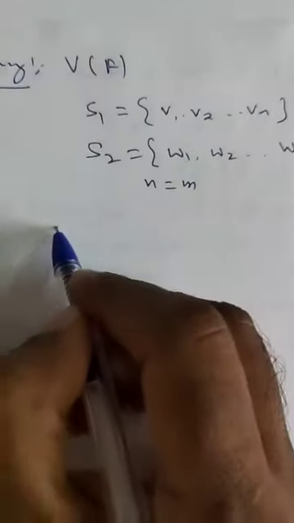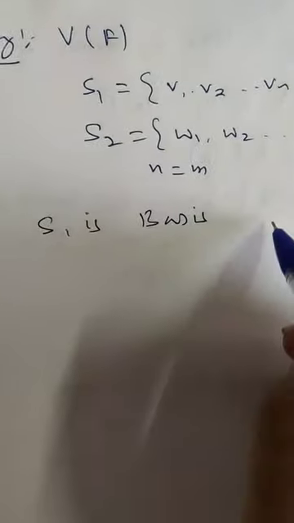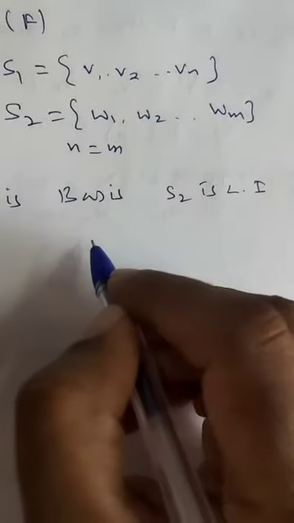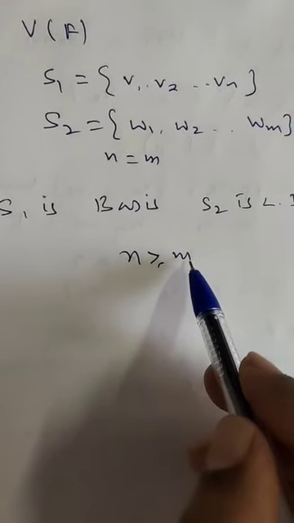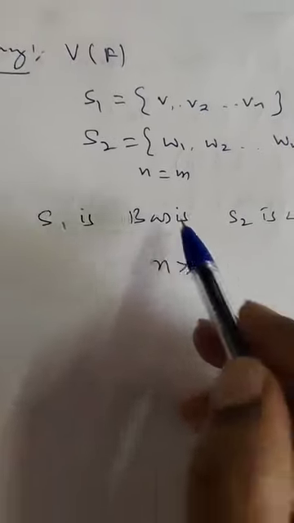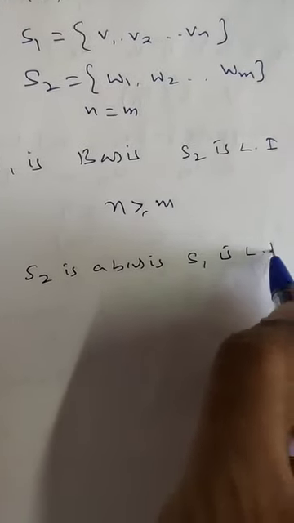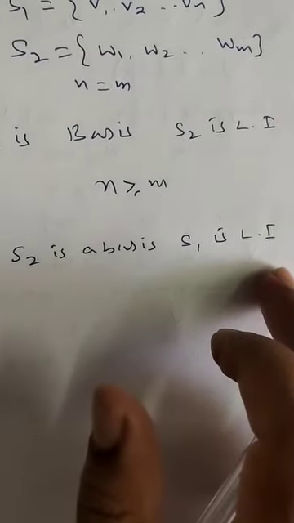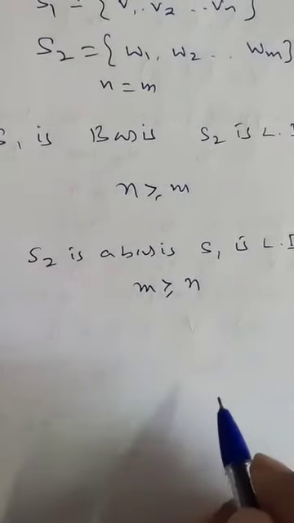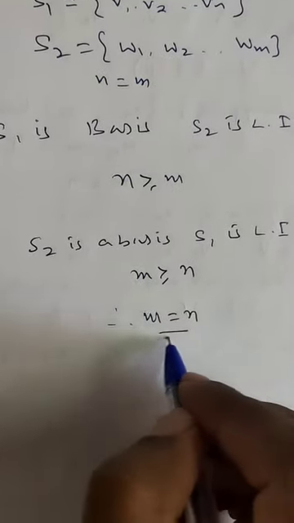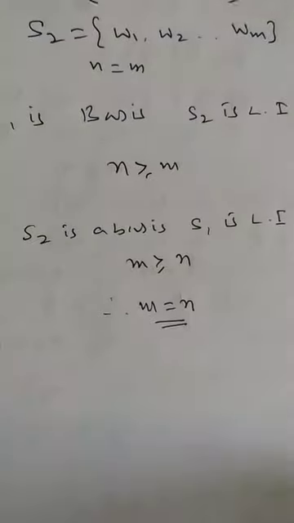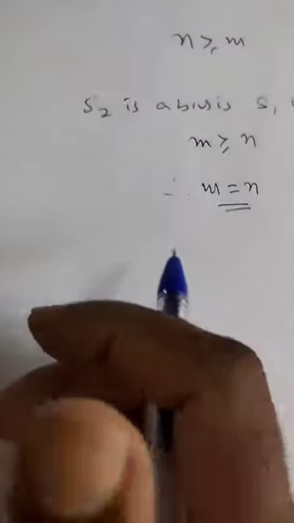Suppose S1 is a basis and S2 is a linearly independent set. Then by the above result, N must be greater than or equal to M: the number of basis elements must be greater than or equal to the number of linearly independent vectors. Next we consider S2 a basis and S1 linearly independent. Now again M must be greater than or equal to N. Therefore M must be equal to N. It means the number of basis elements in any vector space is the same.